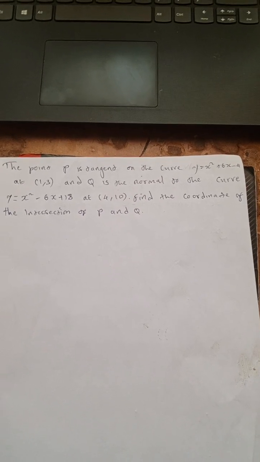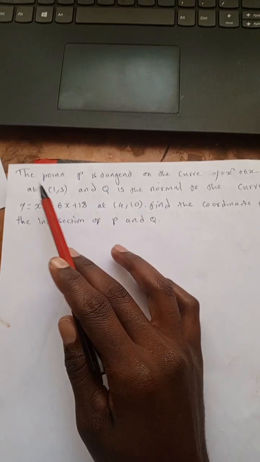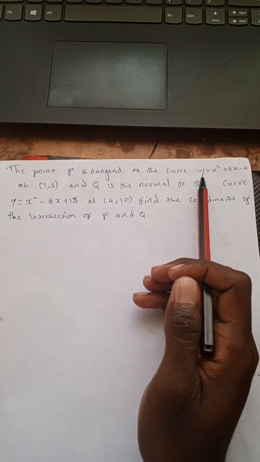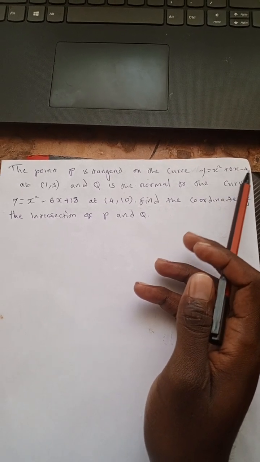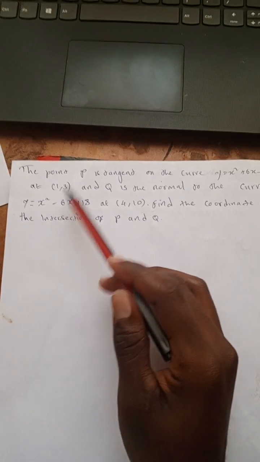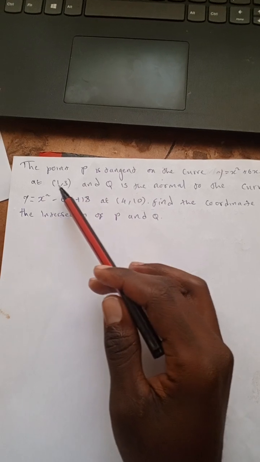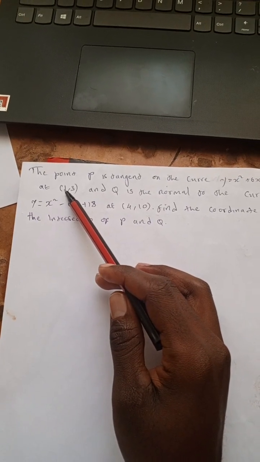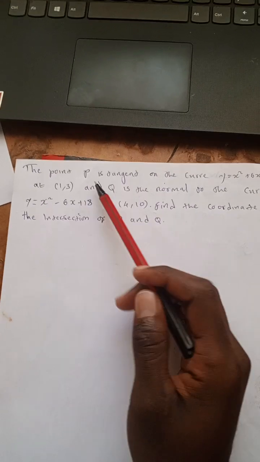In today's lesson, we are going to solve the following question. The question reads: the point P is a tangent on the curve y equals x squared plus 6x minus 4. We have been given a point, which is (1, 3), 1 being the coordinate for x, 3 being the coordinate for y.